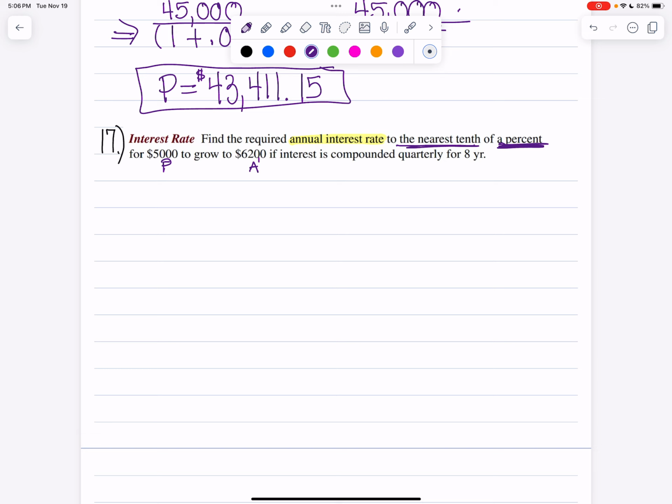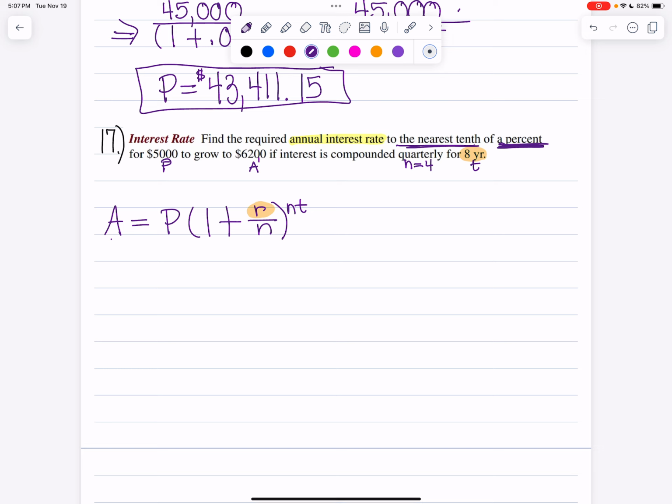Then compounded quarterly. Remember, that's n equals 4. And then look, we have our years. We have our time, I should say, and it's in years. We have to use the original formula right here. But the only number we will not write in is R. We will not write this in because that's what we're looking for, okay? We're going to write everything else in, but that's the only thing we're looking for.